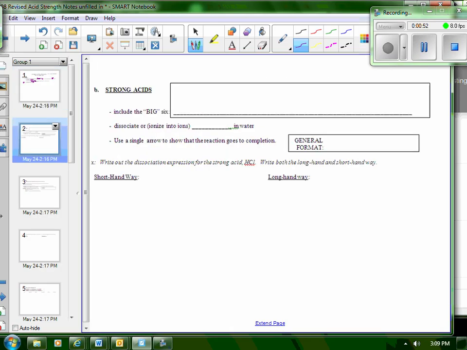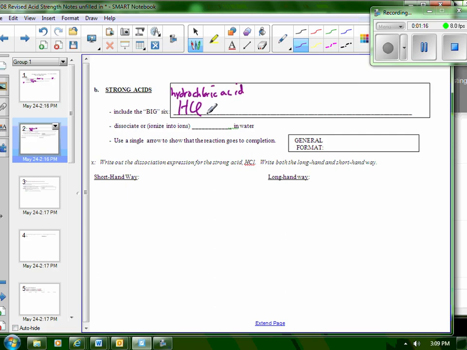All right, well, as you guys know, there's strong acids, really dangerous ones, and then there's weak acids. Strong acids, there's 6 big ones that you would want to know. Of course, the first acid that comes to mind for everybody is HCl. That's hydrochloric acid. You can write the formulas down if you want to.